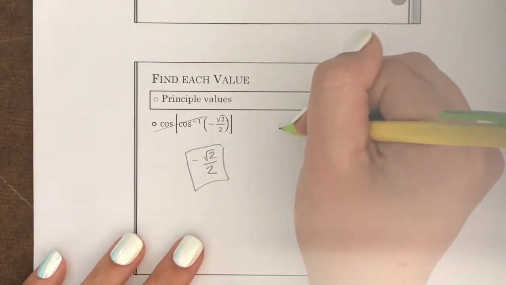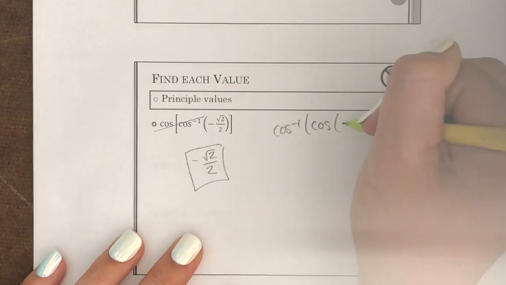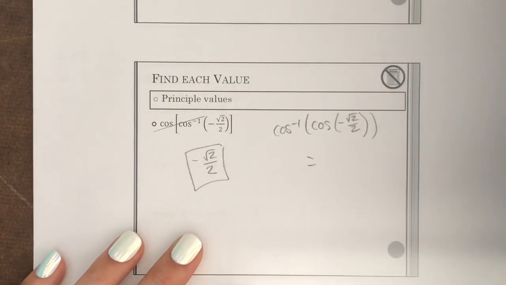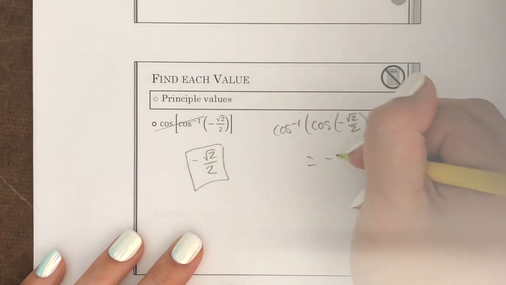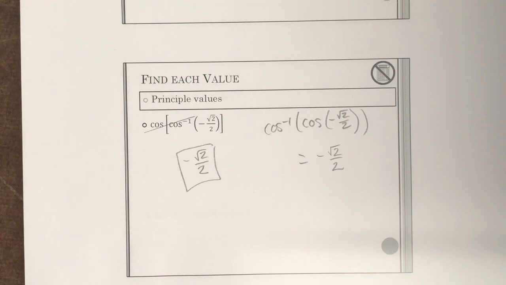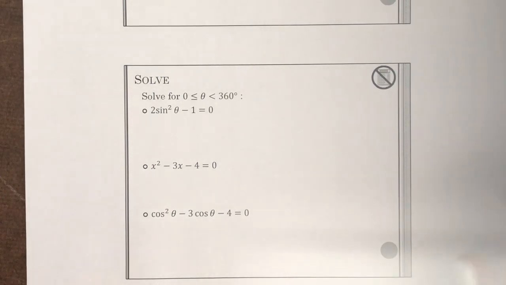Also, just so that you know, it works the other way too. If I had this, this is also negative root 2 over 2. All right, we have 5 more examples, 2 more slides to go.